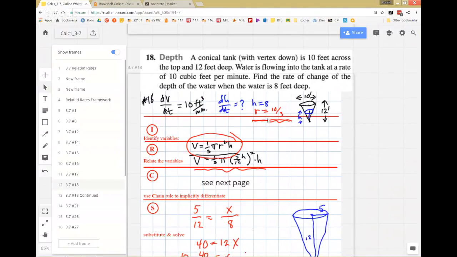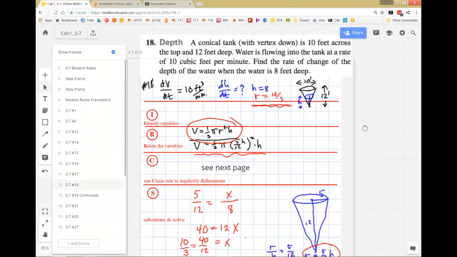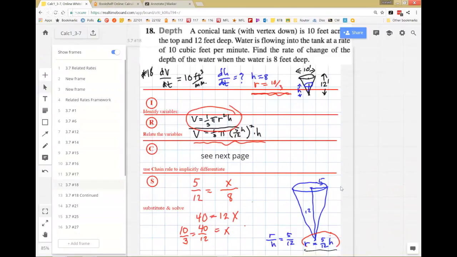I'll explain to you where I got the r from. I've done that already, but if you go to the bottom, I made an enlarged picture here. The diameter of the tank is 10, so the radius is 5, which I show here. The height is 12. One thing is certain: the ratio of 5 to 12 for radius to height will remain constant. So I wrote that relationship down there. The radius is 5/12 of the height.